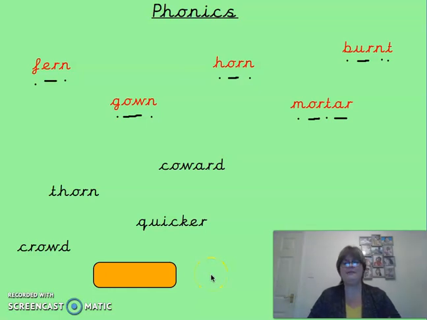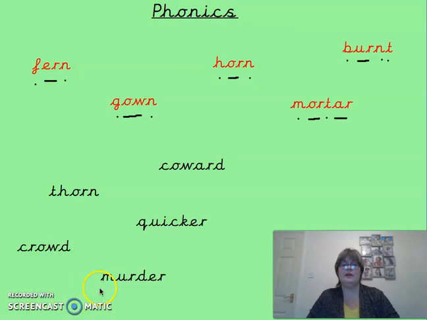Okay, final one. One of my favourite words for practicing the sound. Murder. Murder. Have a go at that one. Let's have a look. So we've got both of the sounds in here, and they show us exactly where they normally go. The ER is at the end of the word, and the UR is in the middle. So murder.